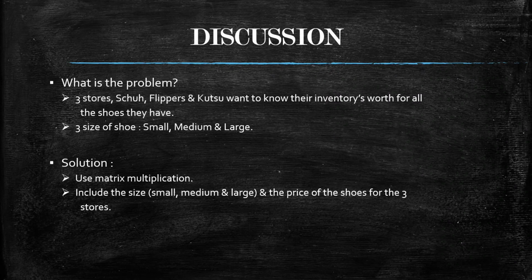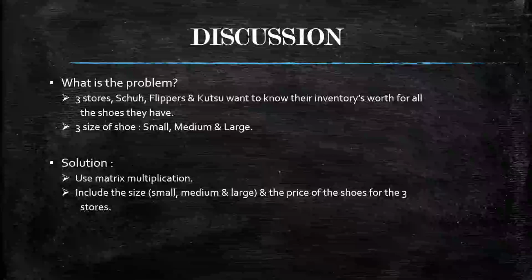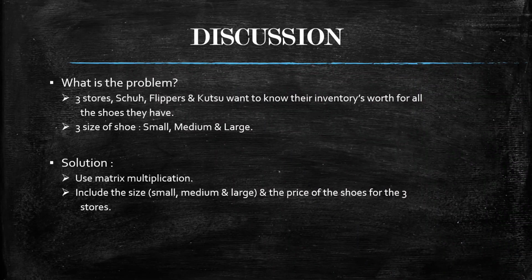Furthermore, I would like to explain the discussion part. First, we must know what the problem is. The major problem is that the 3 stars, Shu, Hippos and Kutsu, want to know what their inventories are worth for all the shoes they have. They have 3 sizes of shoe, which are small, medium and large. Next, for the solution, we use matrix multiplication to solve the problem. The solution includes the sizes, small, medium and large, with the price of the shoes for the 3 stars, Shu, Hippos and Kutsu.